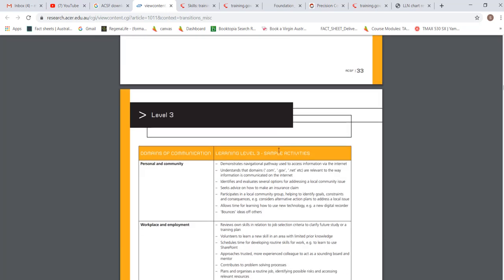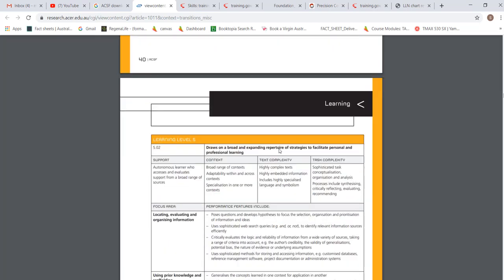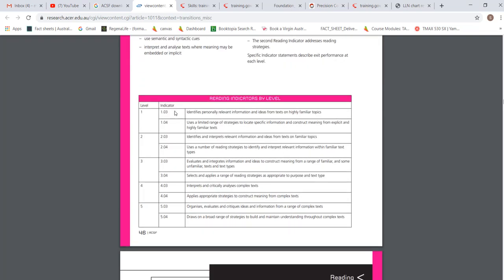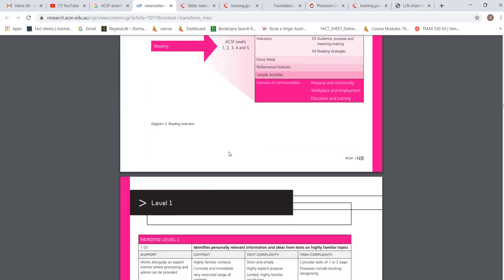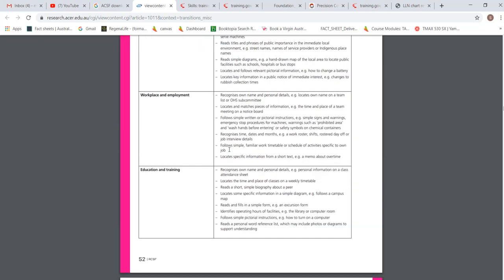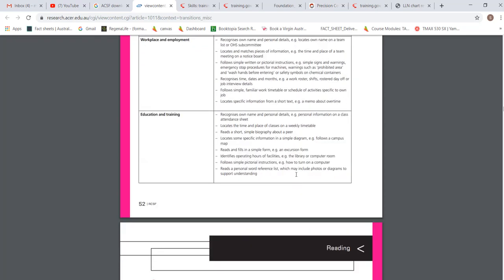All right, now as I said, it goes down to levels 1, 2, 3, 4, or 5 for this core skill, and then, lo and behold, after learning, we've got the next chapter, which is reading. Okay, and then that shows us a table, 1, 2, 3, 4, 5, and then it gives us the indicators for reading. Okay, and then again, it gives us domains of communication and what we would expect a student to be able to read for reading level 1, okay, in these different areas. Really insightful when you read through things.